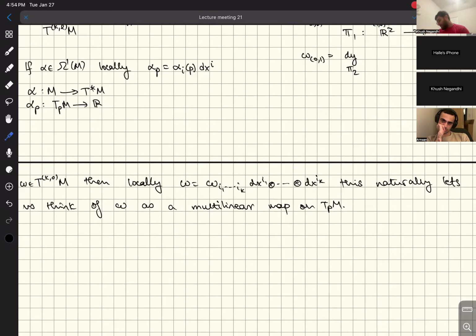Because if you remember, the way we defined this was, you take some tensor representation of GL_n(R), and then you bundle everything up together and find cocycles and this and that. We don't care about that anymore. All we care about is that at every point we get a multilinear map. That's it. And we can write this in a very compact way. That's really cool, right?